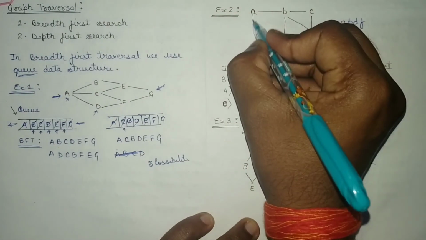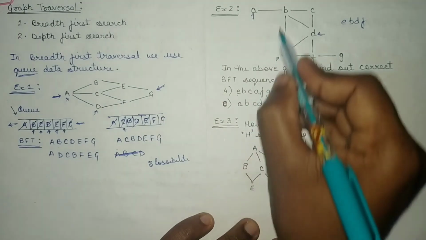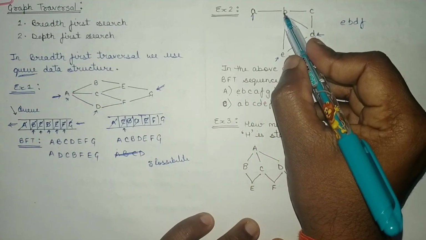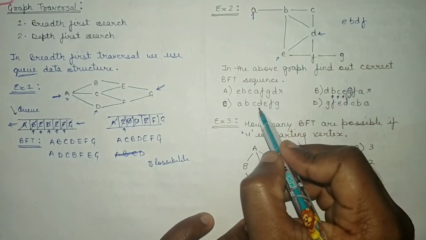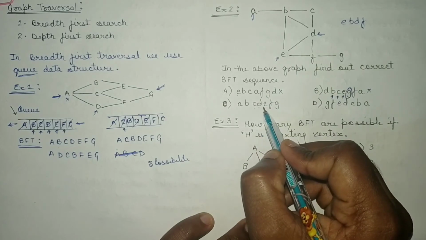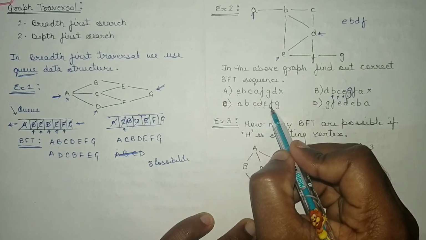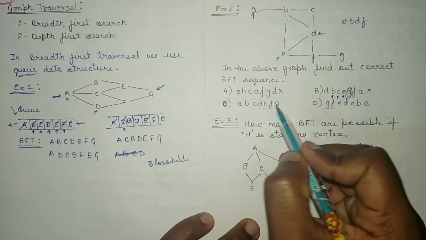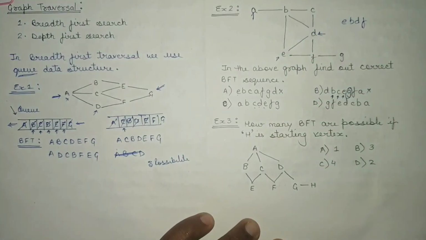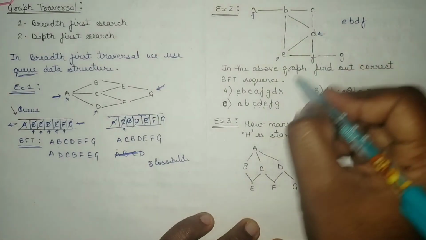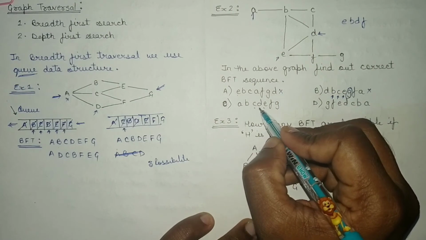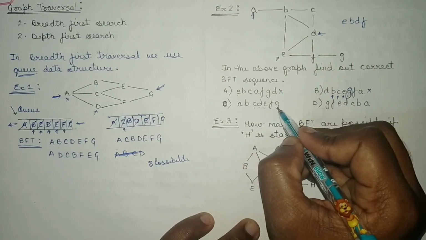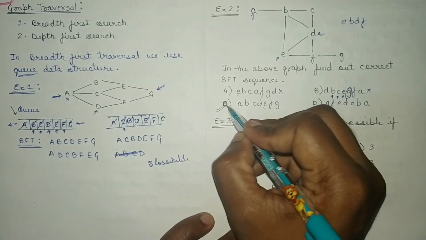So they started from A. After that they took B, which is okay. After B, what are the adjacent? C, D, E. So they took C, D, E, which is okay. Then they took F. Now let's check whether F can be there. Yes, F can be there because after completing C, D, E, they are taking F, which is okay. And after F, they are taking G. So it seems to be the correct option.